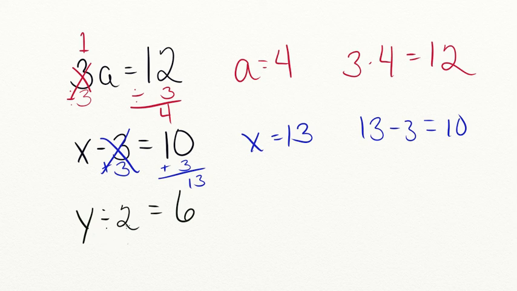Y divided by 2 equals 6. So the inverse of division is multiplication. So we're going to multiply the left-hand side by 2 and the right-hand side by 2. So these are going to cancel out. And 6 times 2 equals 12. So we know that y has a value of 12.